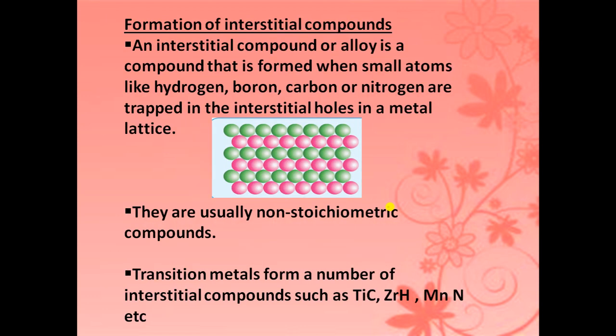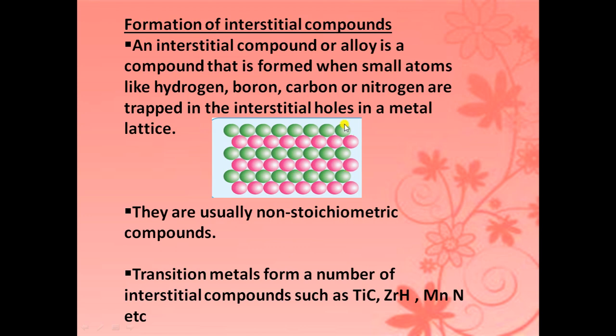Next one is the interstitial compounds. So what is an interstitial compound? An interstitial compound or alloy is a compound that is formed when some small atoms like hydrogen, boron, carbon or nitrogen are trapped in the interstitial holes in a metal lattice. So see the diagram now.